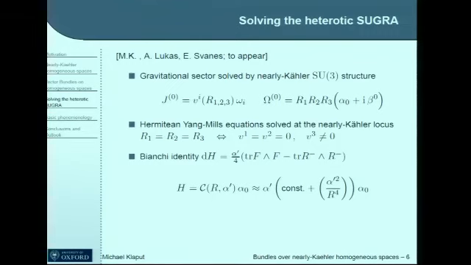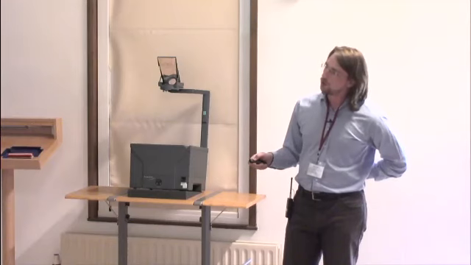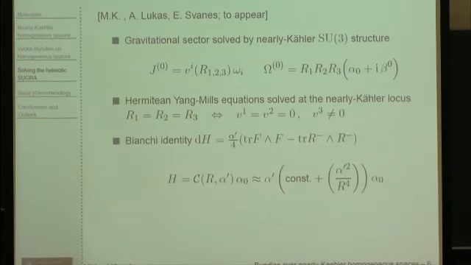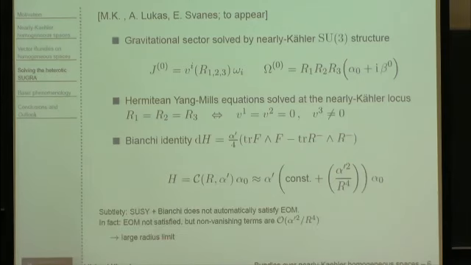So you see that if you Taylor expand this in the parameter alpha prime squared over R to the fourth, so something like a large volume expansion, then this will turn out to be simply, so the flux H will be simply alpha prime times some constant. Of course, this constant will depend on the integers which define the bundle. Yes. However, now there's a small subtlety.